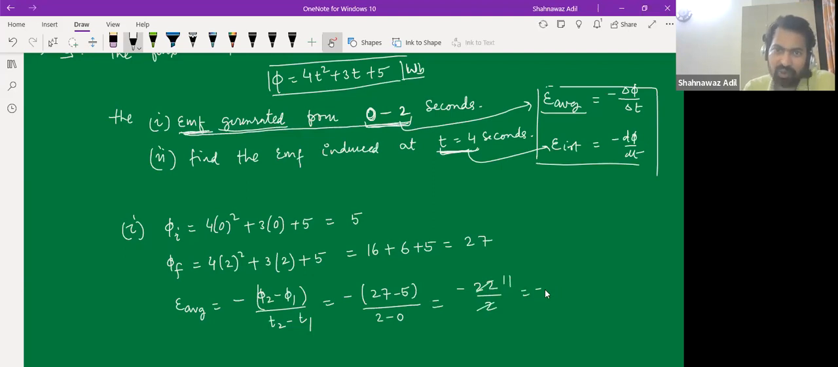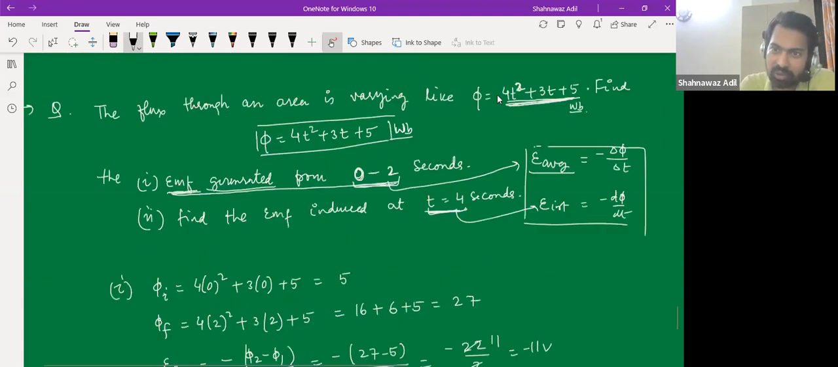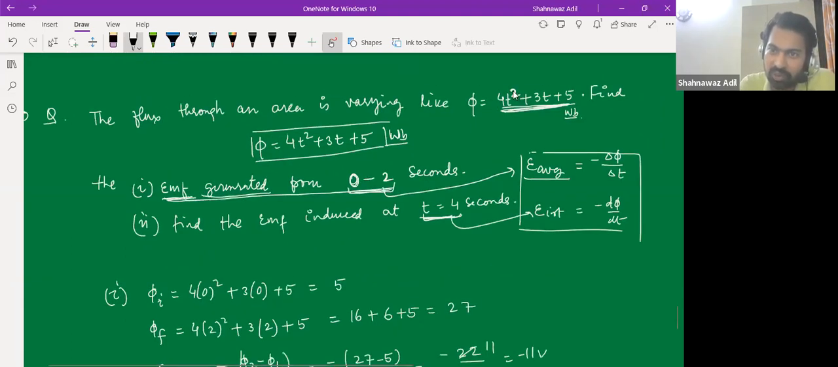So minus 11 volt. How did you get 31, Aisha? I did 3 into 5. Oh, you applied a cube. Oh, sorry, this was a square, right? Yes. Mariam, did you understand this part? Yes, sir.